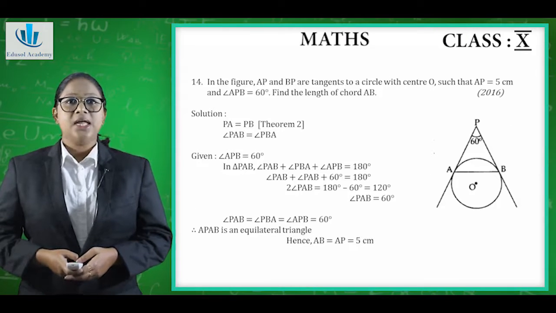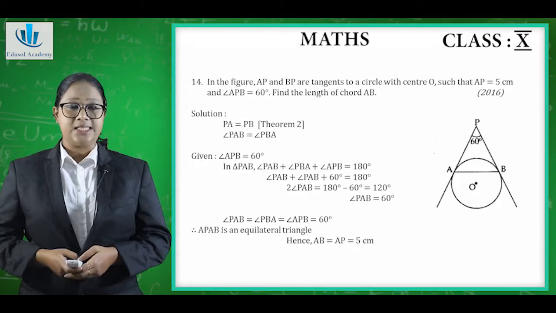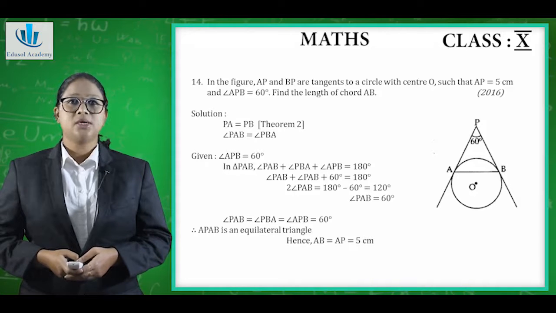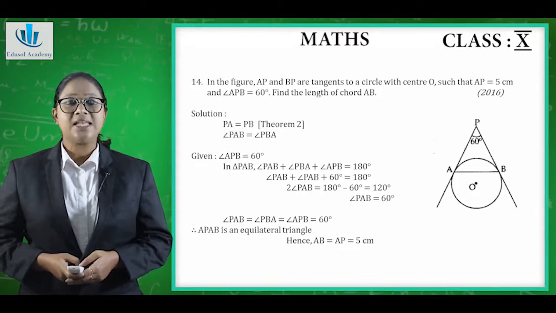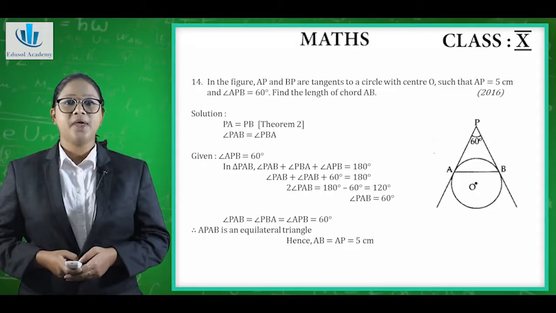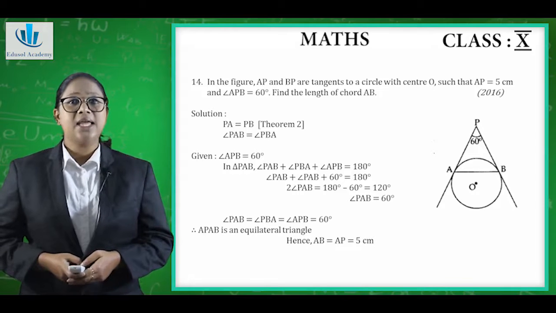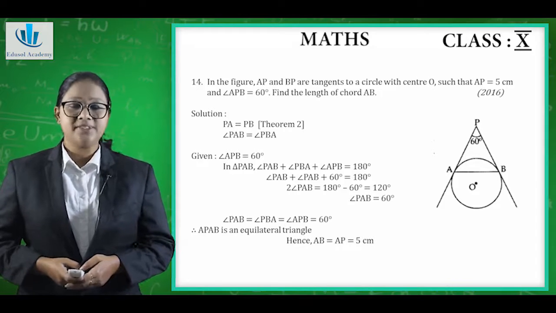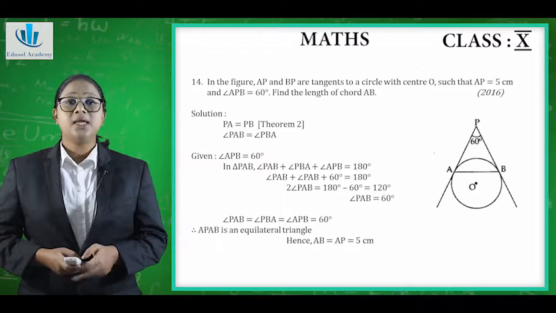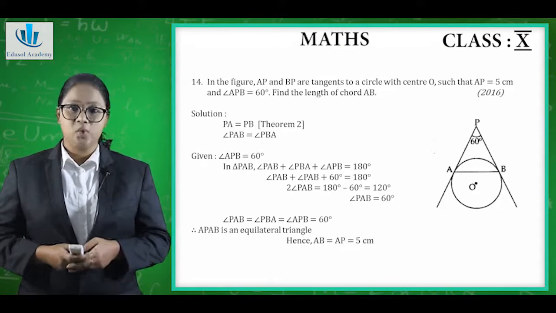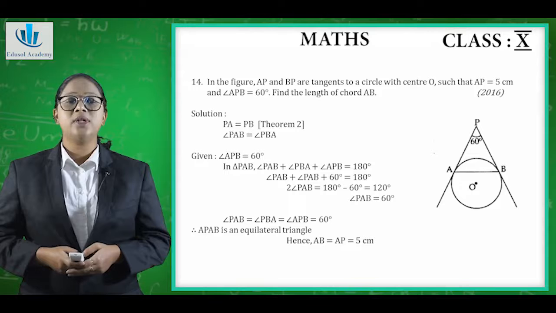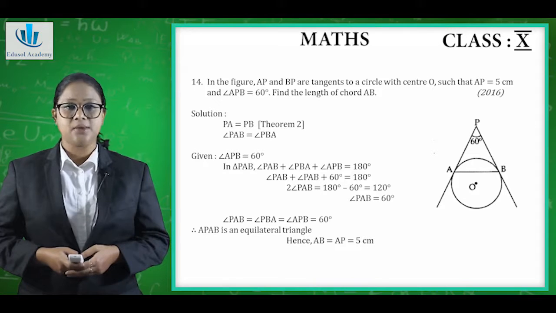In the figure, AP and BP are tangents to a circle with center O such that AP is equal to 5 cm and angle APB is equal to 60 degree. Find the length of chord AB. So we are given that AP is equal to 5 cm. Applying theorem 2, we can say that AP and BP are of equal length. So AP is equal to BP is equal to 5 cm.